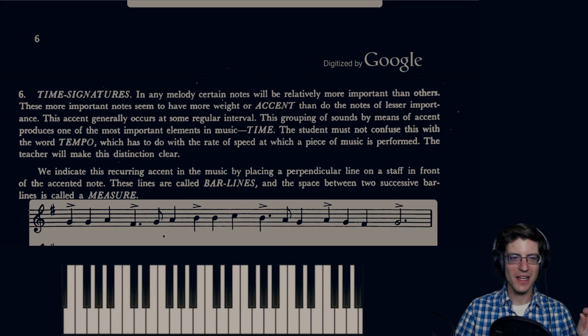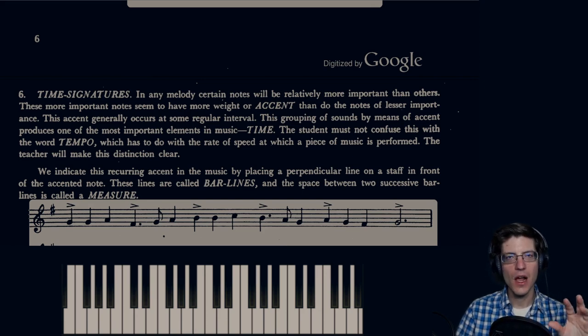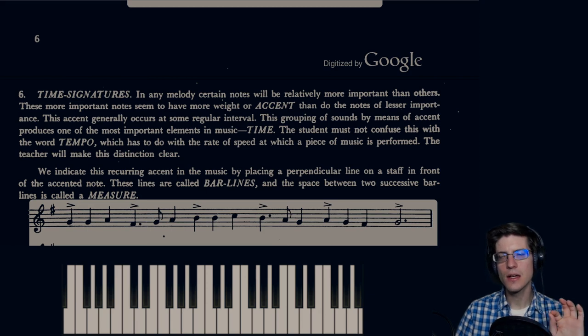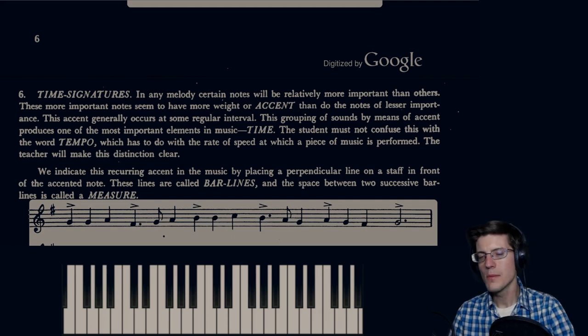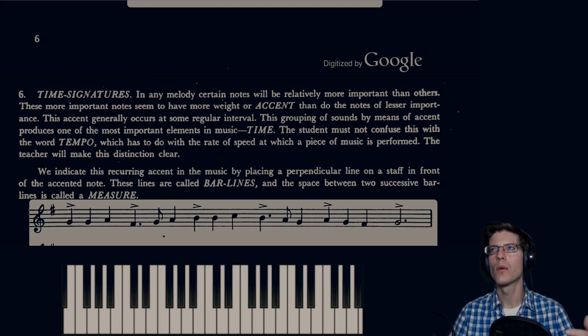Okay, so the idea is that time has to do with the weight of something. It has to do with where we're putting our emphasis on the notes. Tempo has to do with the execution of that time. So we could execute a time at a relatively fast tempo, or we could execute a time at a relatively slow tempo. You see that tempo has to do with execution. Time has to do with the weight, or where we're putting our emphasis.